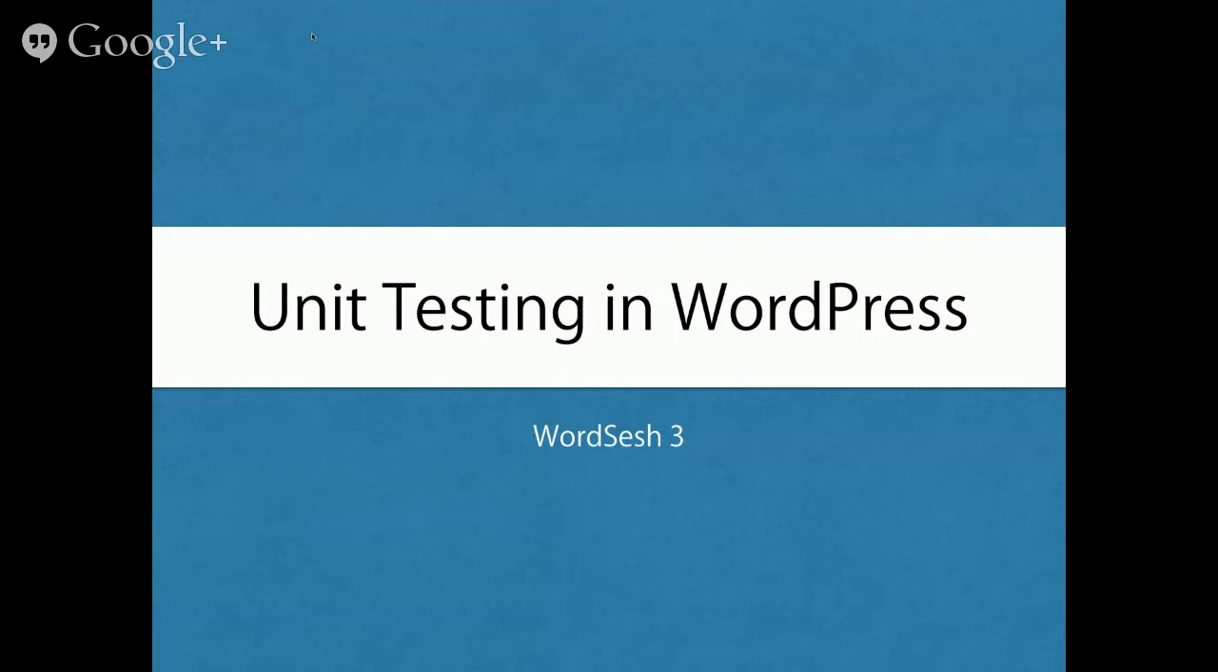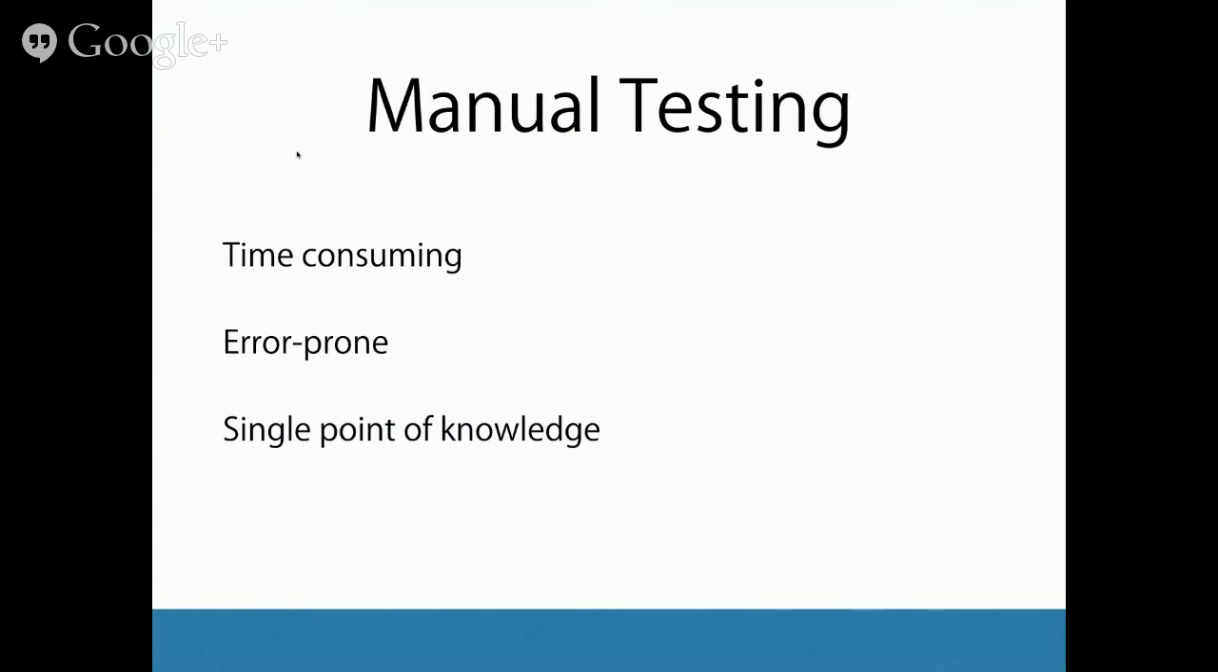So let's start with talking about the opposite of unit testing. Let's start with manual testing. While a lot of people do this, not a lot of people are aware that they're actually doing this, that this is actually a thing. Manual testing is basically testing whatever you're doing live.